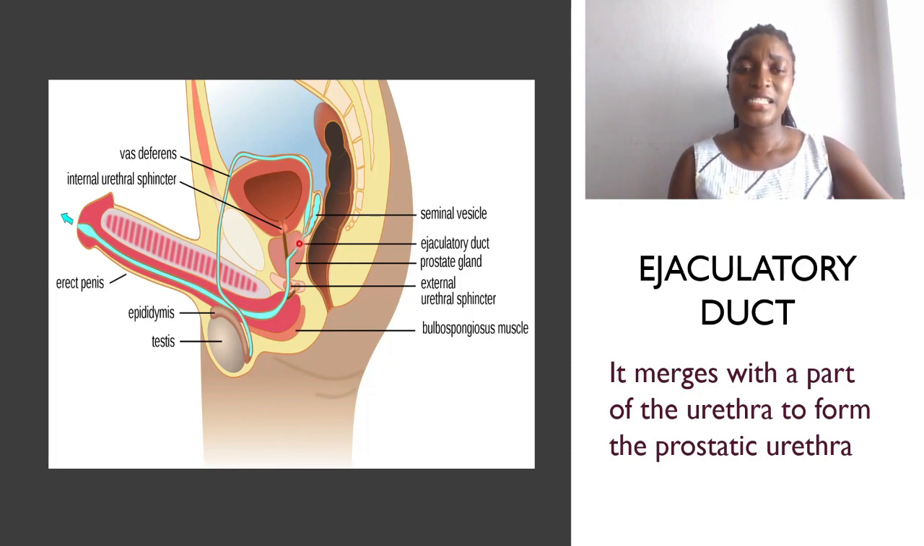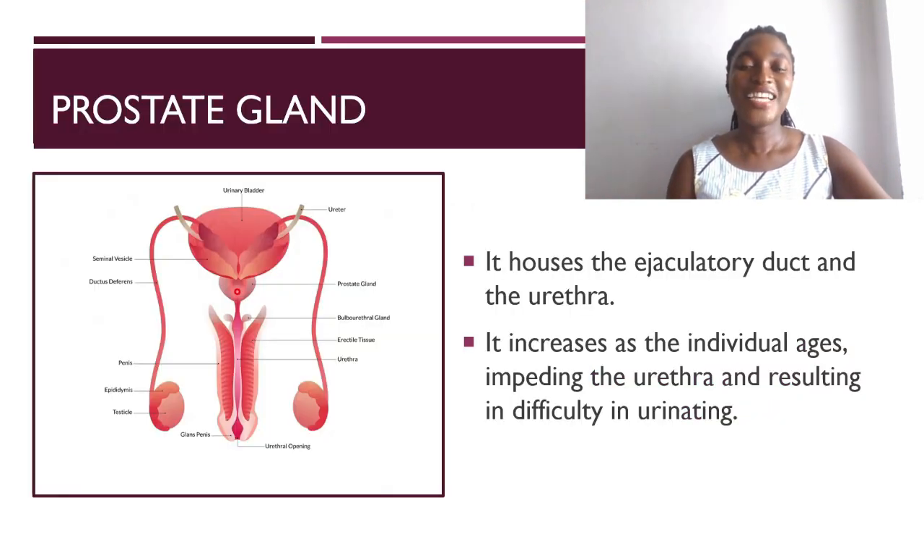As the name suggests, the ejaculatory duct plays a role in ejaculation. When the penis is erect, there is the contraction of the ejaculatory duct to release the semen and the sperms out of the penis. This is the role played by the ejaculatory duct. Now the ejaculatory duct, as we mentioned earlier, merges with the urethra at the prostatic urethra. Now the prostatic urethra will refer to the point where the urethra is at the prostate region.